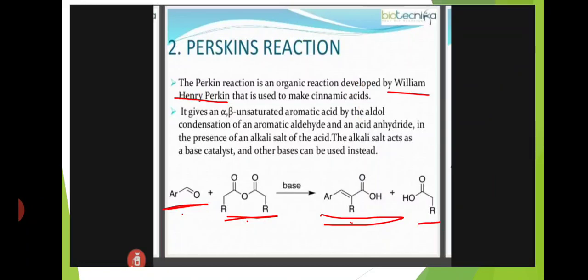The Perkin reaction is an organic reaction developed by William Henry Perkin and it is used to make cinnamic acids. It gives alpha beta unsaturated aromatic acids by aldol condensation of an aromatic aldehyde and an acid anhydride in the presence of an alkali salt.